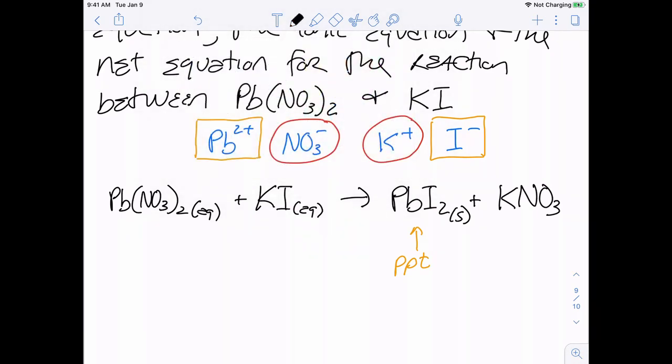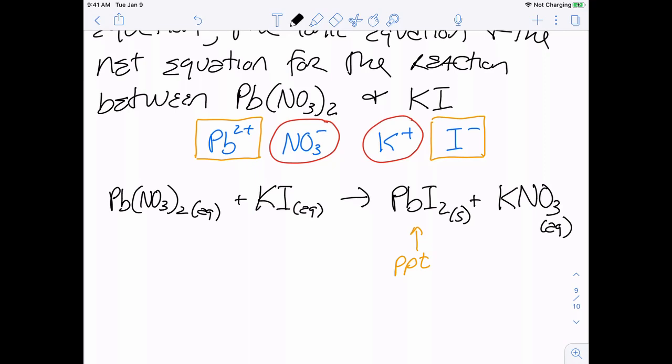Potassium nitrate, potassium still a group 1A cation, still doesn't have any exceptions. Same with nitrate, no exceptions to its solubility, so that one's aqueous. We do need to balance this yet. Remember, all of our chemical equations always need to be balanced. I'm going to keep nitrate together when I balance it.